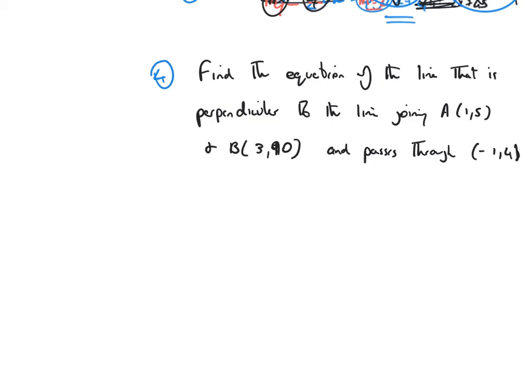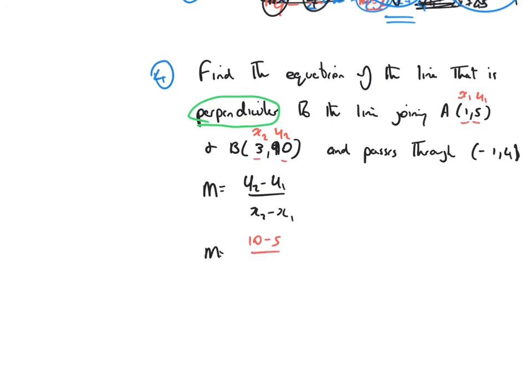Okay, so keyword there is perpendicular. Okay, so there's a line AB, and we need to find the gradient of that line AB. y2 minus y1 over x2 minus x1. Okay, so there's x1, y1, x2, y2. So it's going to be 10 minus 5 over 3 minus 1. Okay, so that's 5 over 2. So the gradient of the line AB is 5 over 2.